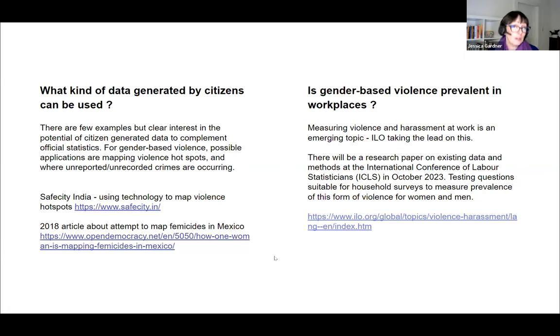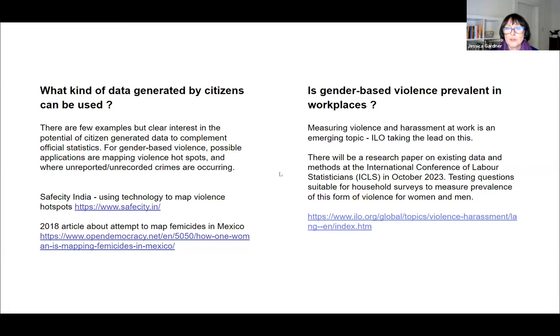I'm not aware of very many examples in the space of gender-based violence, but there are a couple of links there to using technology to map violent hotspots in a city, for example, where citizens are adding that information for the benefit of everyone. There was also an attempt in Mexico to map femicides to fill gaps in data there. But it's a very emerging source and interesting for us to watch.